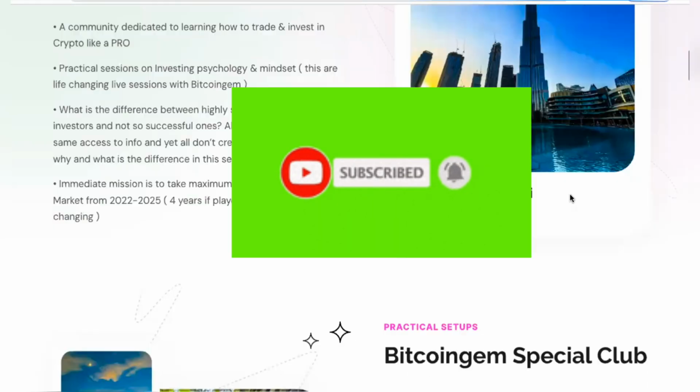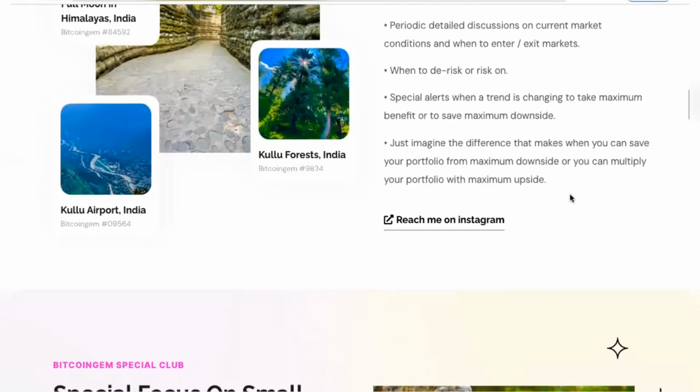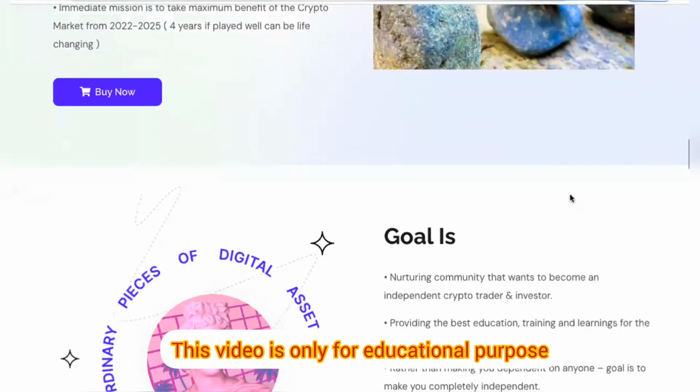In today's video, we are going to look into Verasity and we'll analyze the VRA USDT chart, and we'll also look into the VRA BTC chart. So I hope you find today's video valuable.